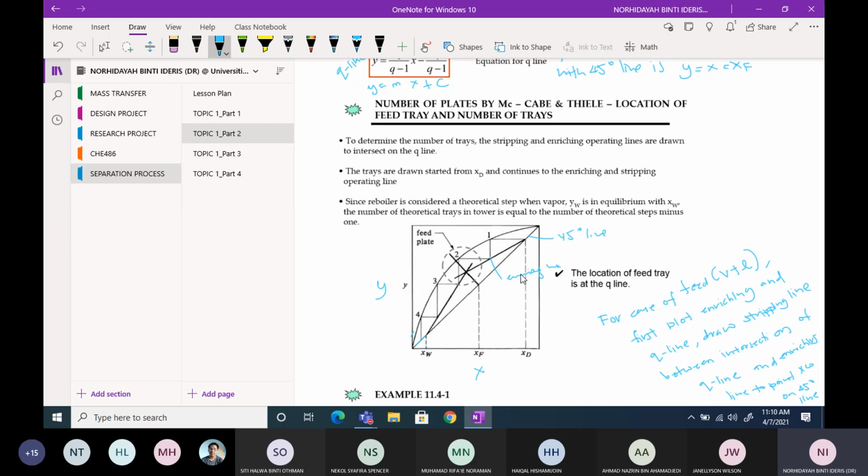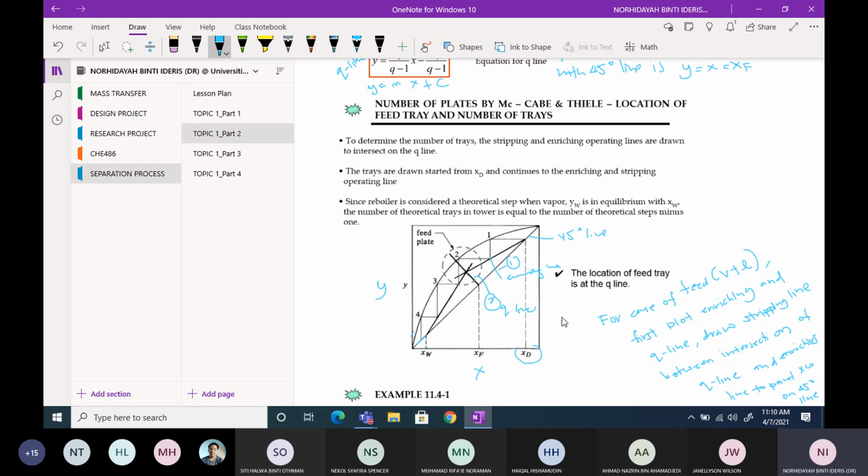It usually starts with xD. Usually you know the mole fraction of xD, which is the one coming from the top, from the distillate. Just put it onto the 45-degree line and make a straight line of the enriching line, and then you can draw the q line. Usually the second step is that we draw the q line. This one is the first step, the enriching line.